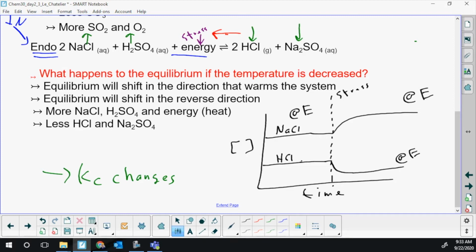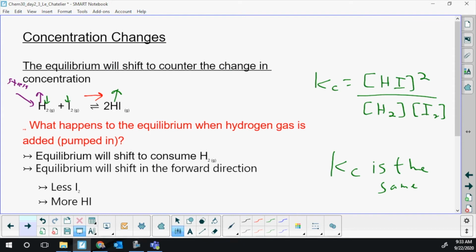When you go forwards, you make more products, more numerator, and that'll drive Kc bigger. If you go backwards, you're getting rid of product, and products are on the numerator. So you make the numerator smaller, and Kc goes down. So you need to be able to make those predictions, whether Kc will go up or down, if it's heated or cooled. If it's concentration, it just doesn't change. You don't have to think about it too much. You just have to realize this.